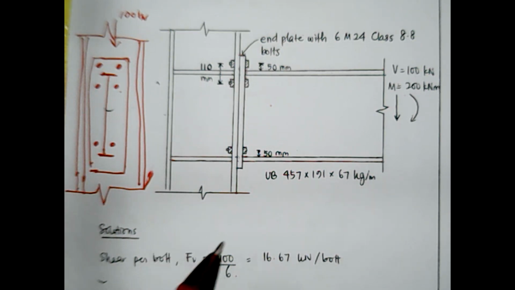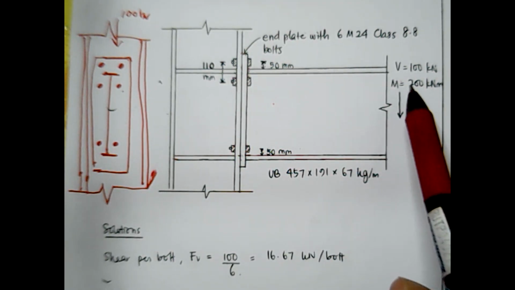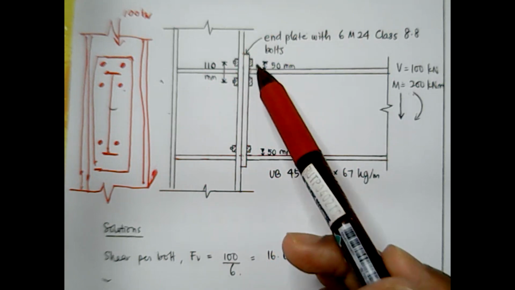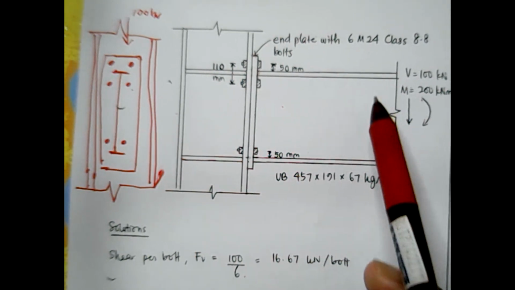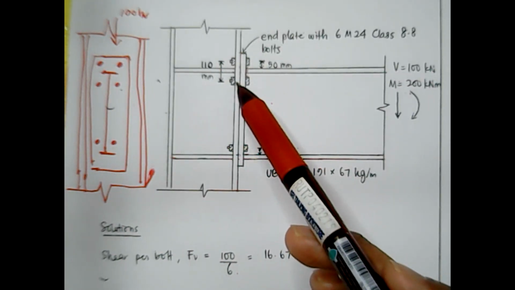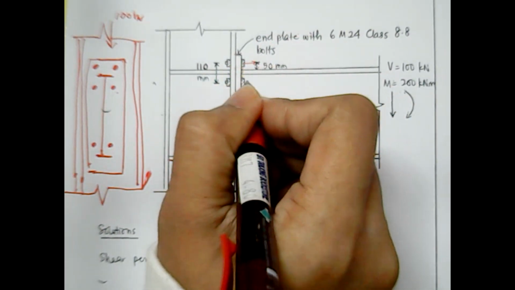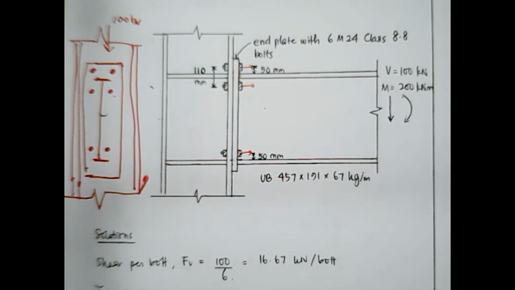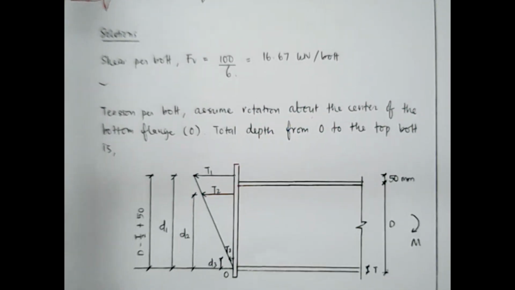Now, how about the tension side? As I said earlier, when you have moment, it causes the beam to twist and definitely pulls the bolts. When it pulls the bolts during rotation, the bolts will definitely be under tension. So you need to determine the tension force acting at each of these bolts. To determine it, you can look at this figure.